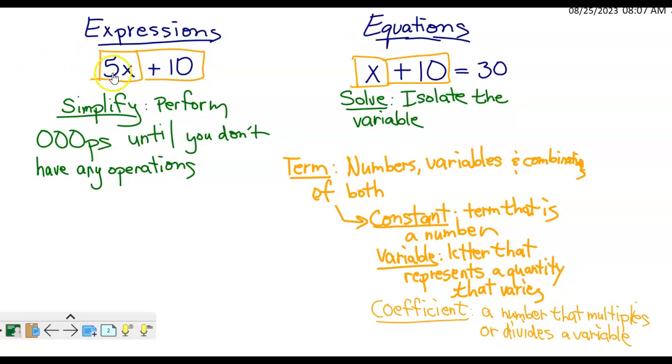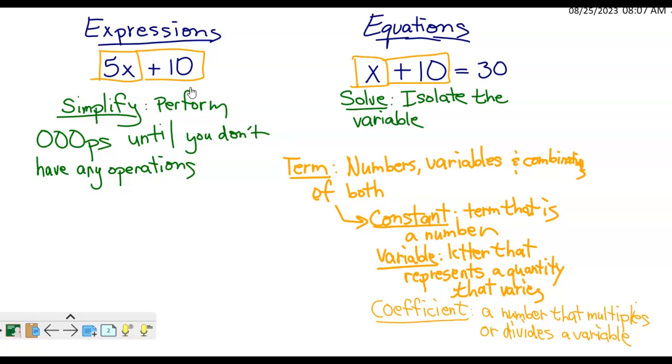For example, 5x plus 10 is in simplest form. There's nothing to combine. We can't multiply anything here. We can't divide anything. We can't add or subtract anything.